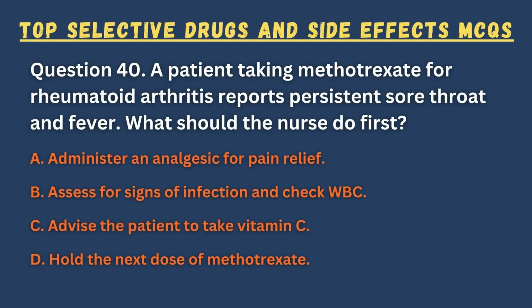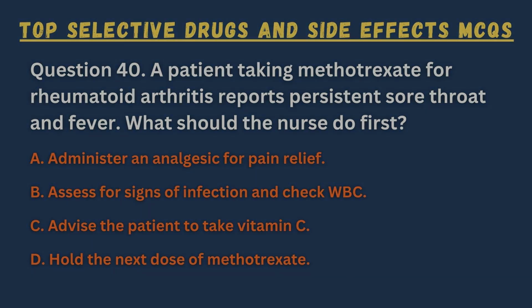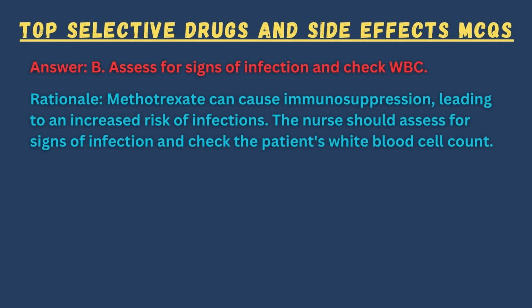Question 40. A patient taking methotrexate for rheumatoid arthritis reports persistent sore throat and fever. What should the nurse do first? A. Administer an analgesic for pain relief. B. Assess for signs of infection and check WBC. C. Advise the patient to take vitamin C. D. Hold the next dose of methotrexate. Answer: B. Assess for signs of infection and check WBC. Rationale: methotrexate can cause immunosuppression, leading to an increased risk of infections. The nurse should assess for signs of infection and check the patient's white blood cell count.